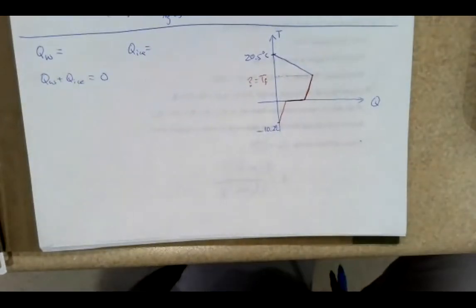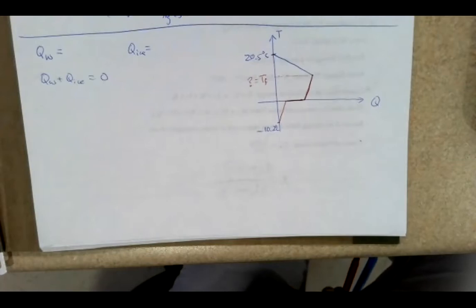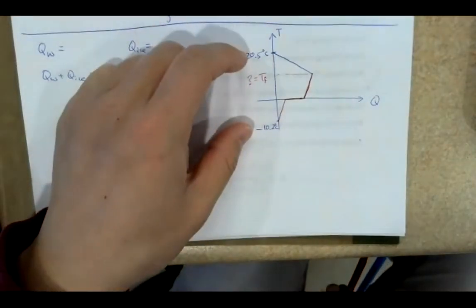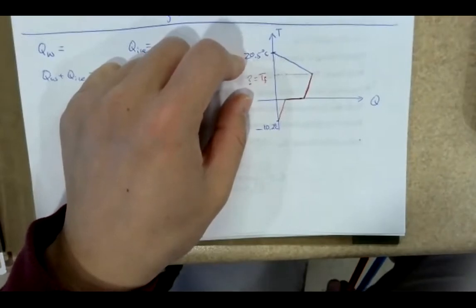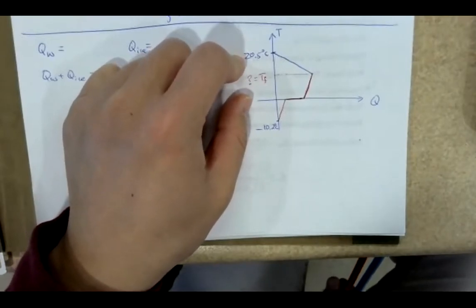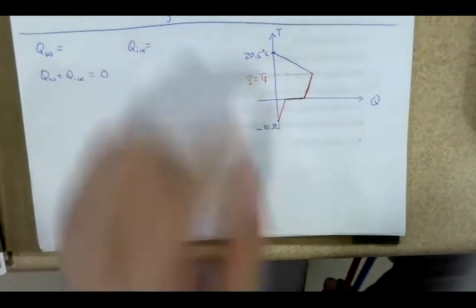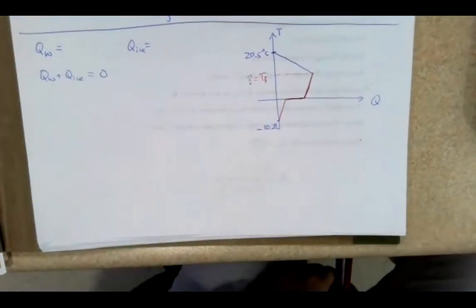So you can see the final temperature is going to be somewhere in between, right? In this case, it will probably be in between 0 and 20.5. If you get any number that is not in that range, then it likely doesn't look good.